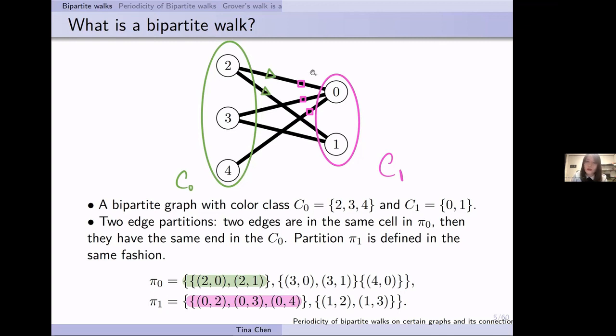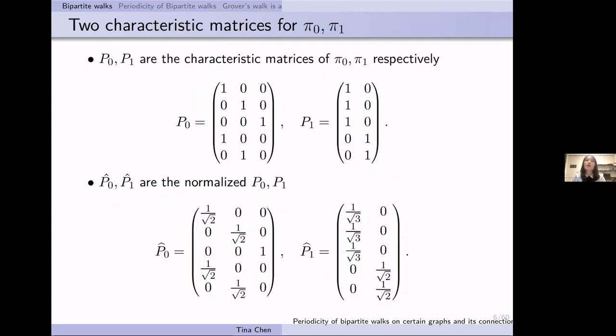Similarly, we can define another partition pi one. If edges have the same end in the color class C1, then they will be in the same cell of the partition pi one. You can see those three edges I marked with pink squares; those will be in the same cell of the partition pi one. Okay, so now we have two partitions, pi zero and pi one. Now we can define two characteristic matrices for pi zero and pi one respectively. Call them P0 and P1.